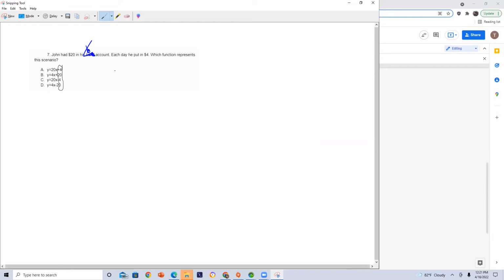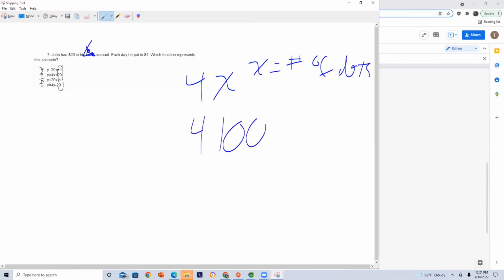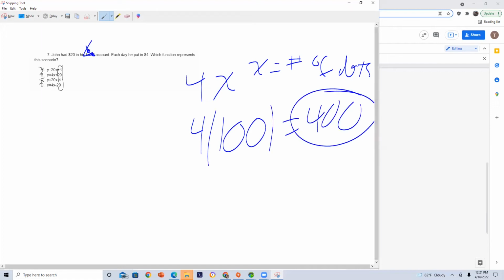Each day he put in $4. So that would basically be 4x, because think about it, x equals number of days. So now if we want to see how much he put in after 100 days, then we would just replace x with 100, and that would be 4 times 100, which is 400. So he would have added $400. So then in total, he would have had 420 because we have to add it with that y-intercept.